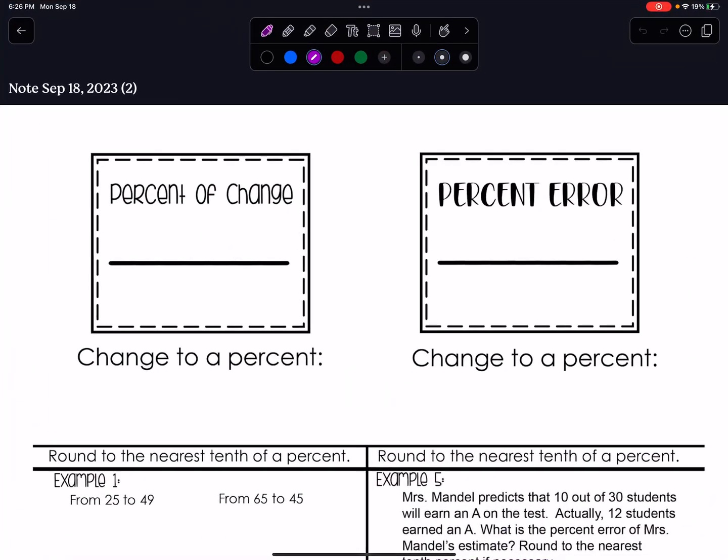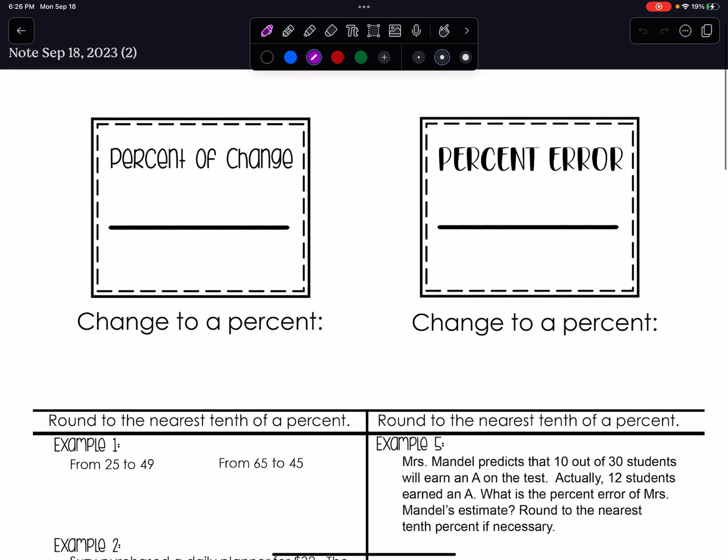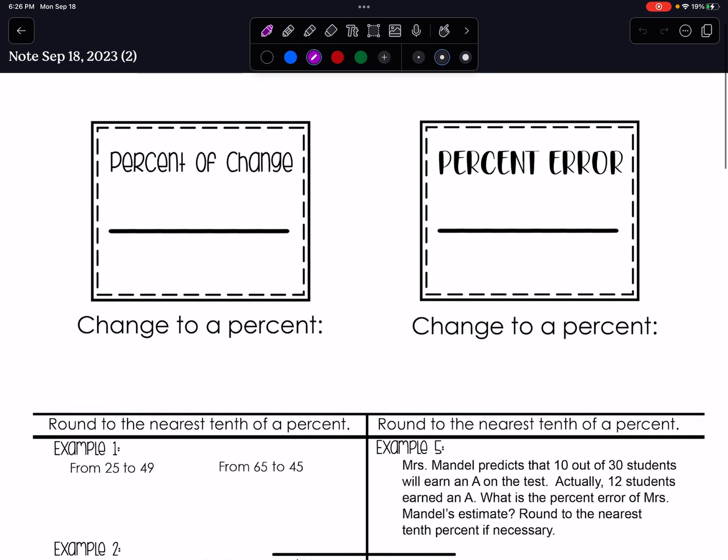Today we're going to be talking about the percent of change and the percent error. These are actually two different lessons in our book, but they're so similar that we're going to do them on the same day. So if we want to find the percent of change, which is also referred to as the percent of increase or the percent of decrease, increase of course if the number gets bigger, and decrease if the number gets smaller. So we are going to subtract the numbers they give us, and that's going to be like the change or the difference in the numbers.